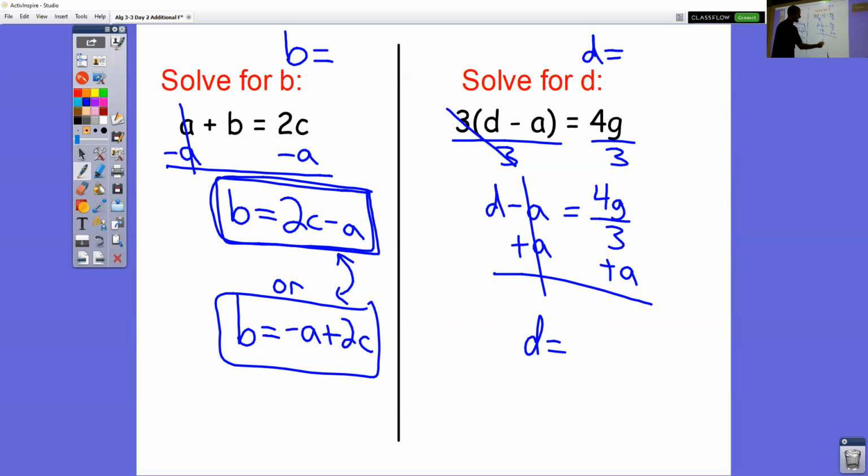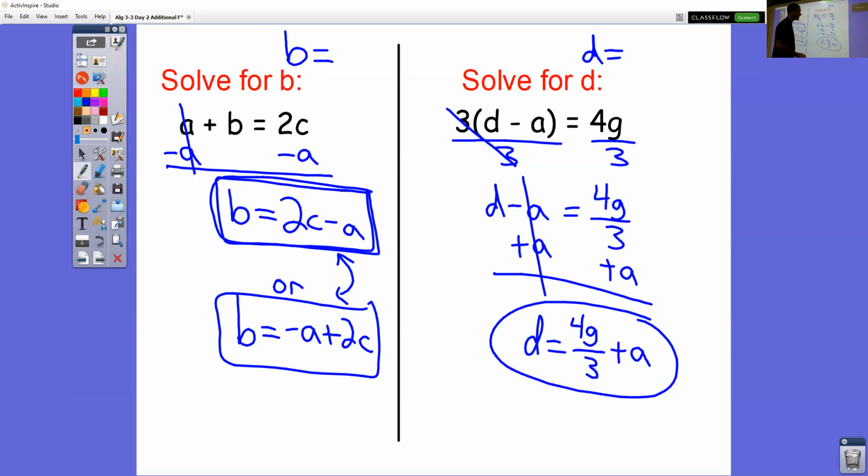So what we end up with as an answer is 4G divided by 3 plus A. That A is being added to that whole thing. It's not just being added to the 3. So we're just going to leave our answer like that. As weird as it looks, that's how we're going to leave it.